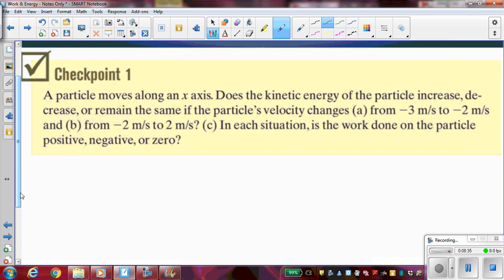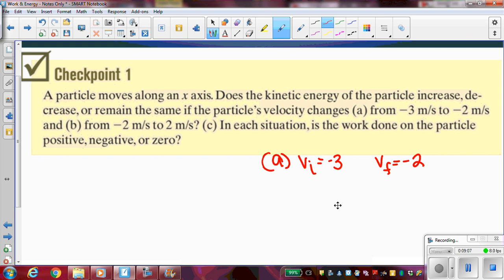So let's answer this question real quick. A particle moves along an x-axis. Does the kinetic energy of the particle increase, decrease, or remain the same if the particle's velocity changes from, let's look at part A, -3 meters per second to -2? So the initial is -3, and the final is -2. You can pause the video if you want and then argue if that makes you happy.